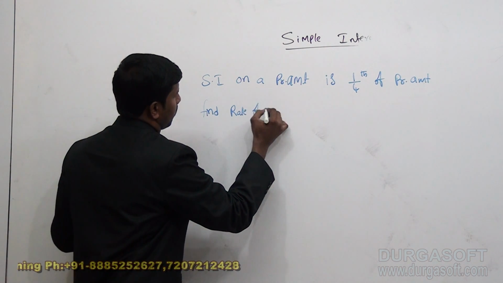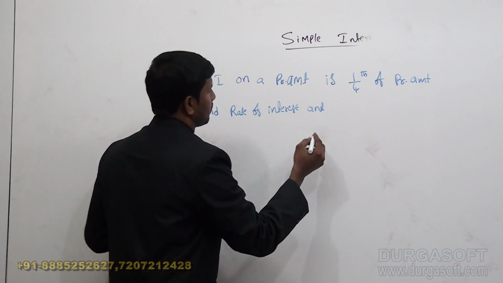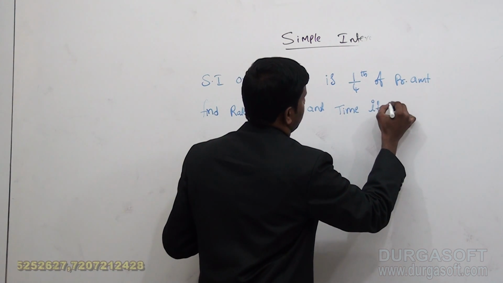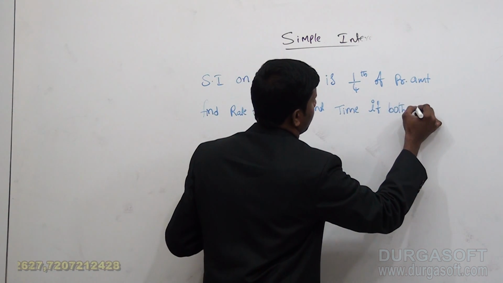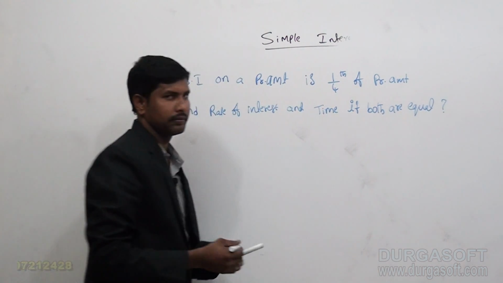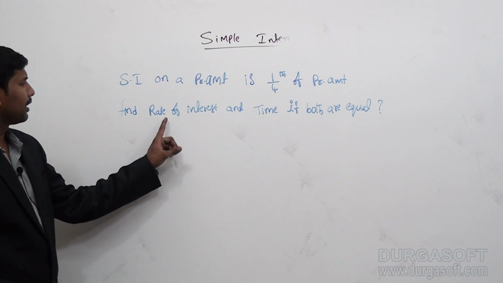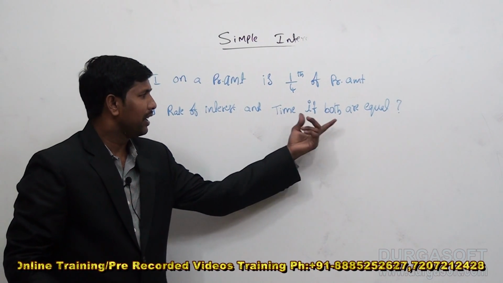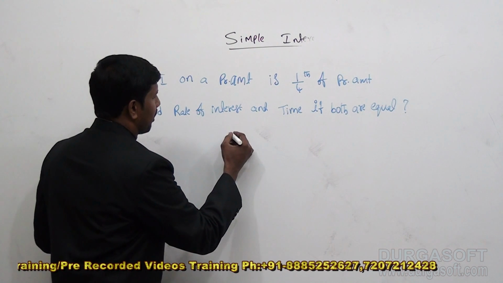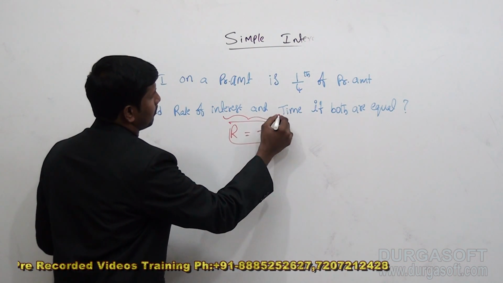the rate of interest and time if both are equal. The question is clearly that we want to find out the rate of interest and time where these two are equal. So here it is clearly given that the rate of interest is equal to time. So it is given from this statement.